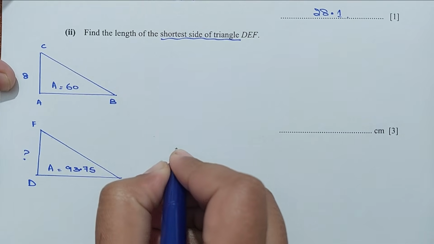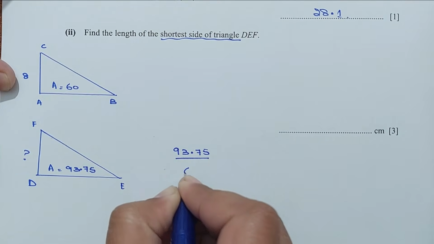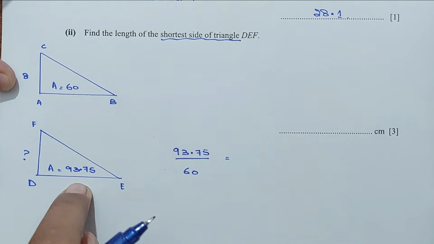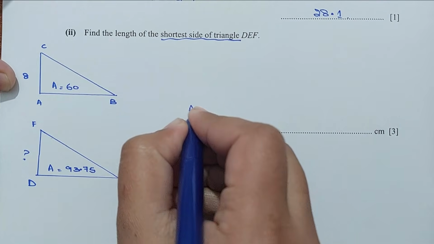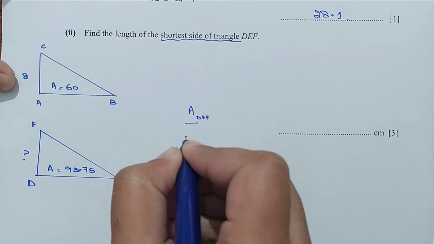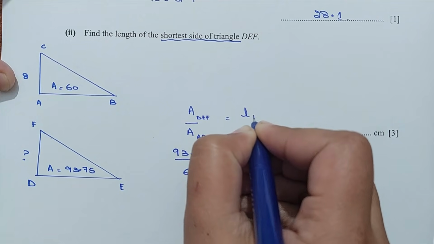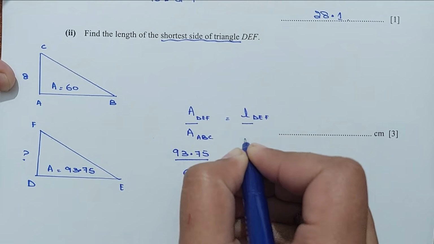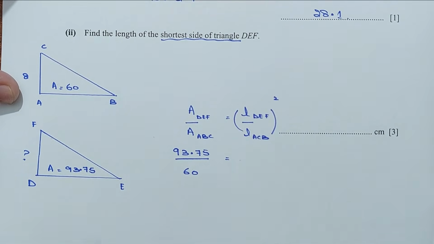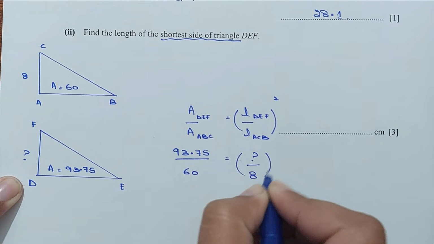So for area, we can say the area 93.75 over 60 centimeters square, sorry. This is equals to the area of the triangle DEF over the area of triangle ABC. This is equals to the length of DEF over the length of ABC, its whole square, right? So this length is missing. This length is 8, its whole square, right?